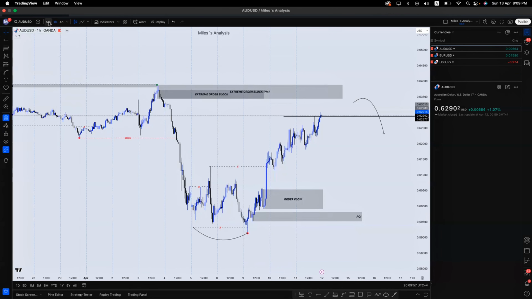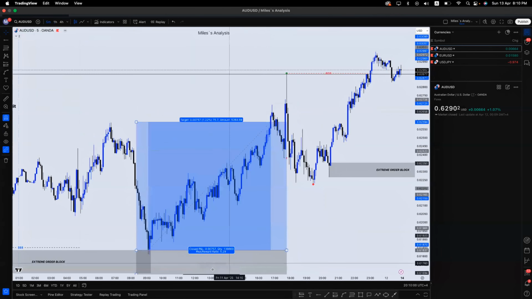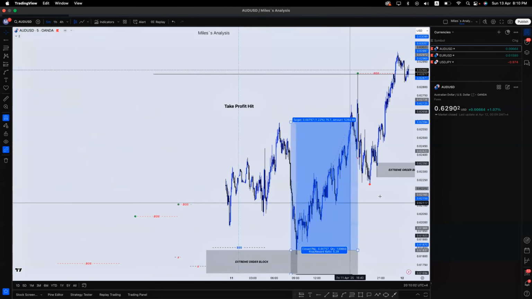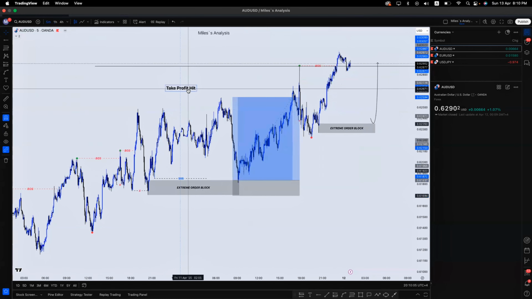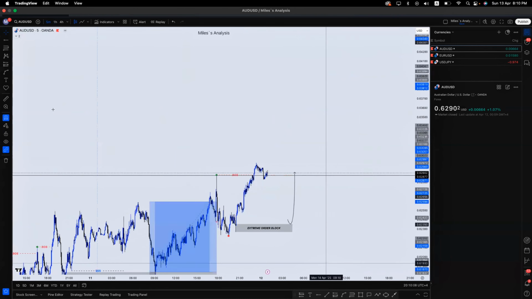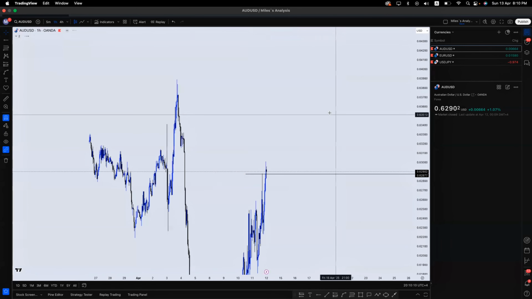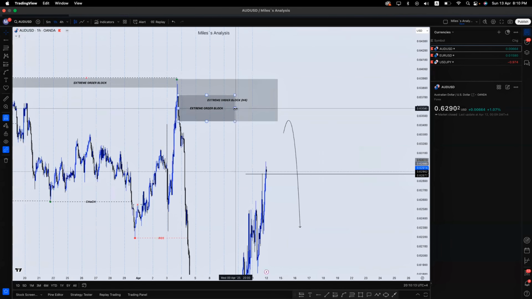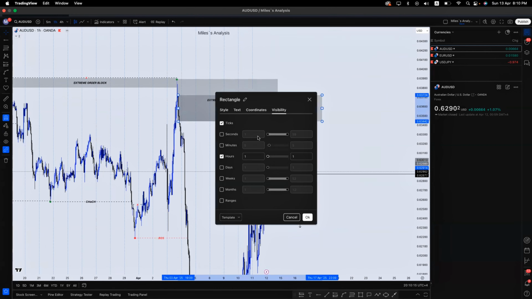Now going to the 5 minute time frame, where we take our entries. This was the last entry for last week. I shared the setup in Discord. I hope you managed to take entries from here. So I will just make the H1 extreme order block visible on the M5 as well, so we can see our target on the M5.